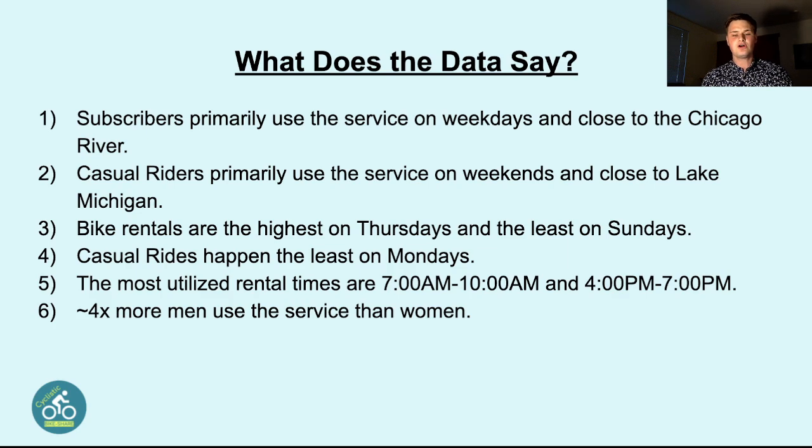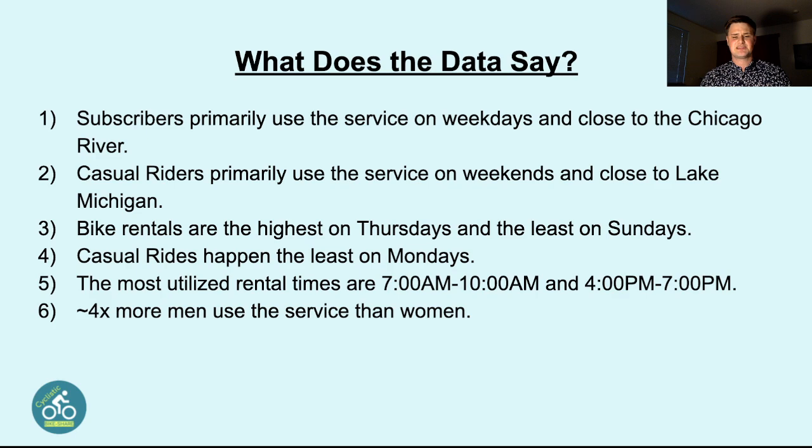So, overall, what does the data say? Well, subscribers primarily use the service on weekdays and close to the Chicago River. Casual riders primarily use the service on weekends and close to Lake Michigan. This could be correlated to workers needing to commute to the city and casual riders wanting to explore near the lake. Bike rentals are the highest on Thursdays and the least on Sundays.